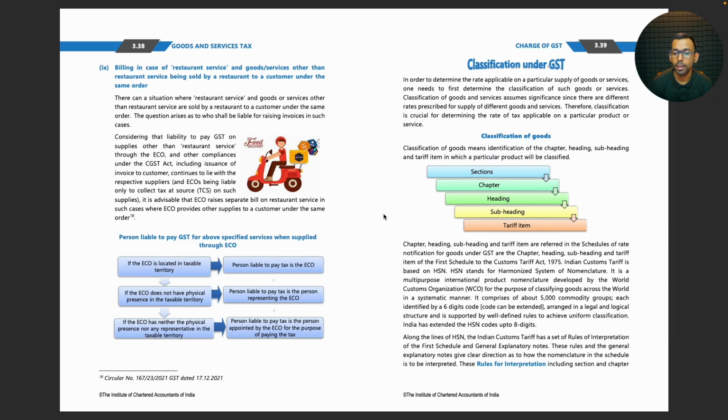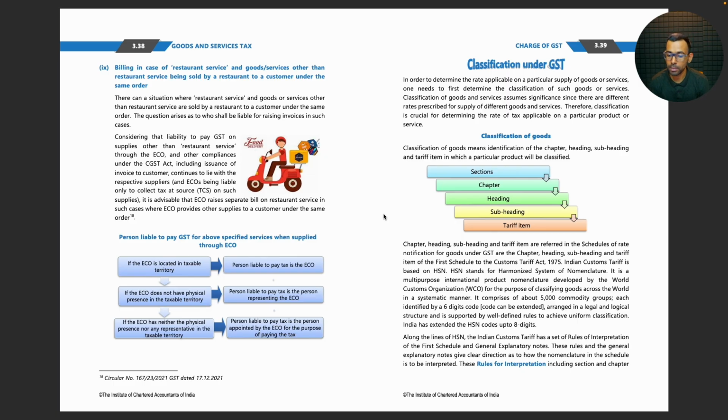Classification of goods. Classification of goods means identification of the chapter, heading, subheading, and tariff item in which a particular product will be classified. So first, sections, chapter, heading, subheading, and tariff item. Chapter, heading, subheading, and tariff item referred in the schedules of rate notification for goods under GST are the chapter, heading, subheading, tariff item of the first schedule to the Customs Tariff Act 1975. Indian Customs Tariff is based on HSN.